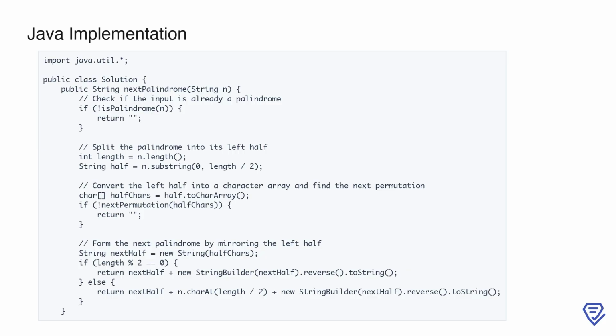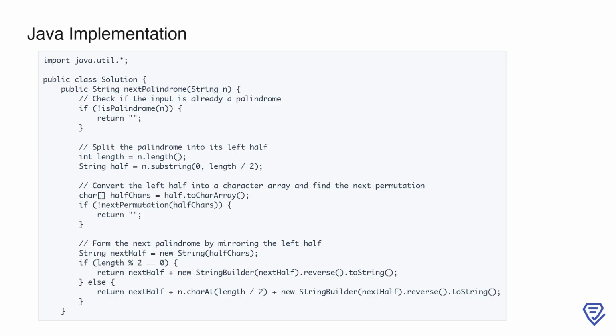For example, if the string has an even length like 1221, the left half would be 12. For odd lengths like 12321, the left half would be 12 again, excluding the middle digit. Next, we convert this left half into a character array so that we can manipulate it and find its next lexicographical permutation. If no such permutation exists, meaning we've exhausted all possible arrangements, we return an empty string.